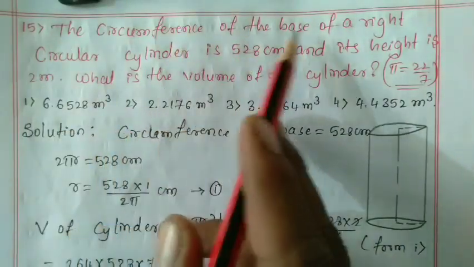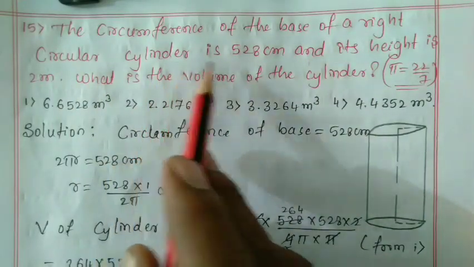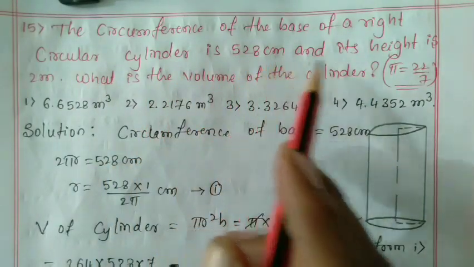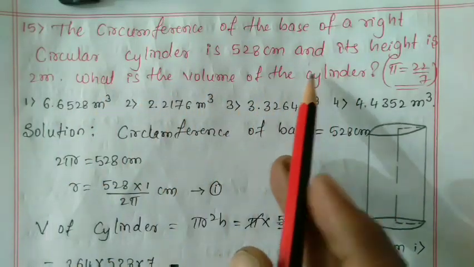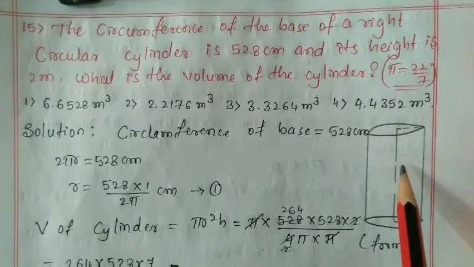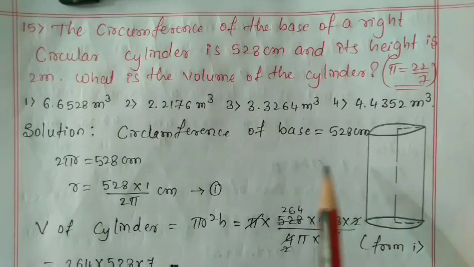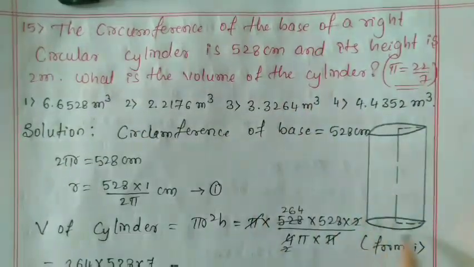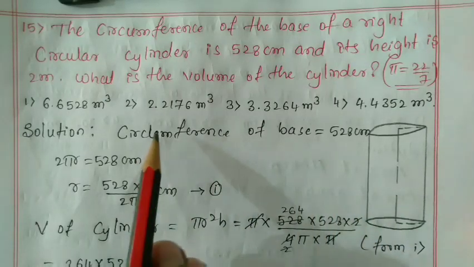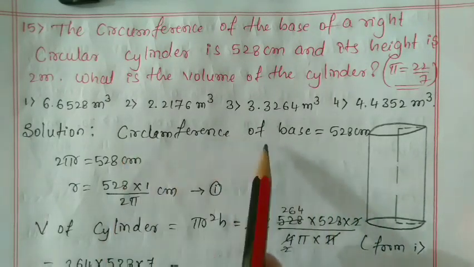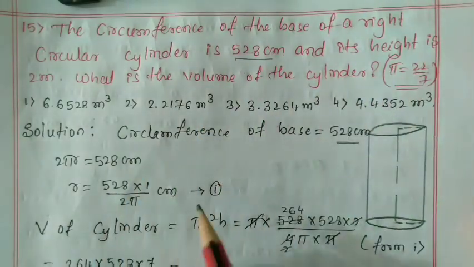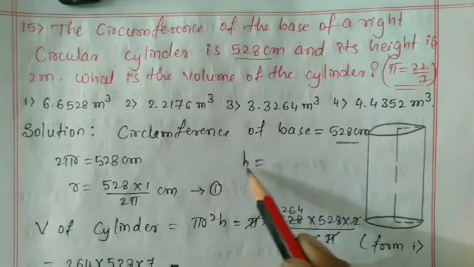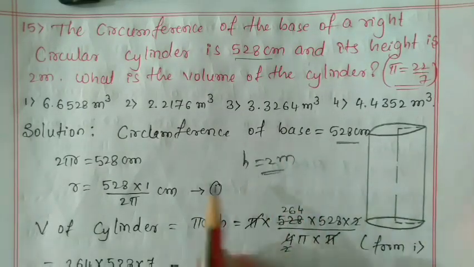So the question is, the circumference of the base of a right circular cylinder is 528 centimeter and its height is 2 meter. What is the volume of the cylinder? This is the question. So here one right circular cylinder is there. You can find its volume. What is given here? Circumference of the base is given. Circumference of base means the base is in the shape of a circle. So given circumference of base is 528 centimeter. Its height is given, 2 meter height is given.